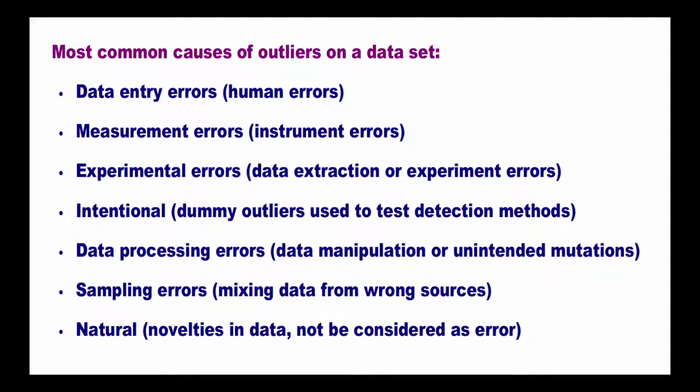Next, we will see about the most common causes of outliers in a data set. The first one being data entry errors caused by human error. The next one is measurement errors caused by instrument errors. The next is experimental errors caused due to data extraction or experiment errors. Next is the intentional one, which is also called dummy outliers, used to test detection methods. The next is data processing errors caused by data manipulation or unintended mutations. Next is the sampling errors, which is due to mixing data from wrong sources. And the last one is natural, also called novelties in data, and they cannot be considered as error.